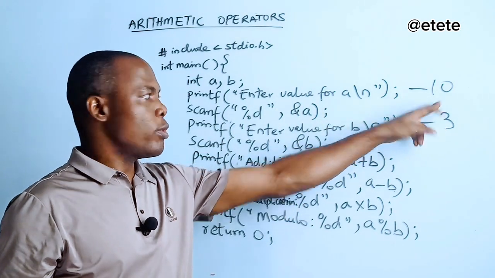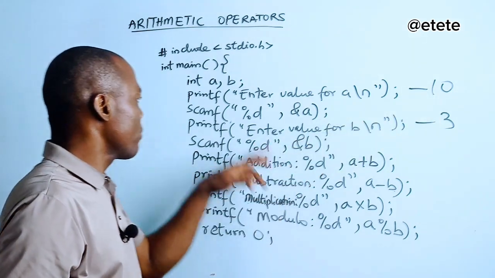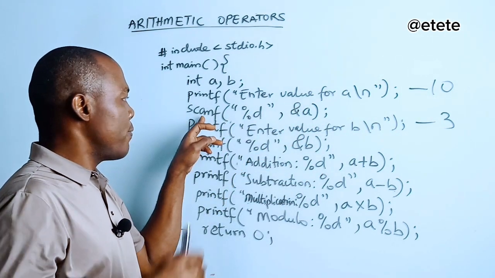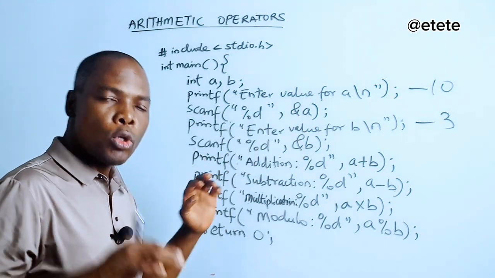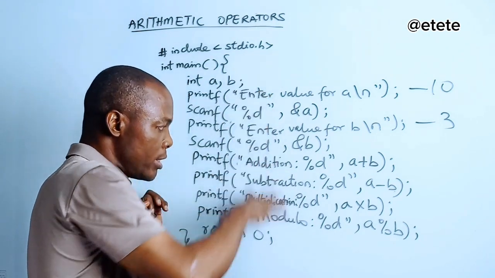Then I will enter the value. It will go to a new line. I will enter the value 10. Then scanf will pick that value and store it here. So what I was trying to tell you is this. Now, this is a program.